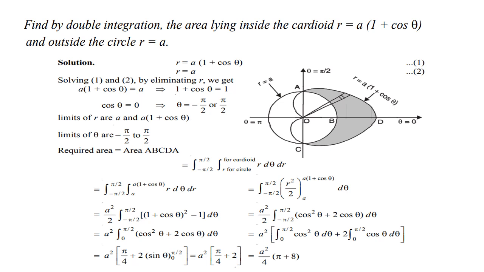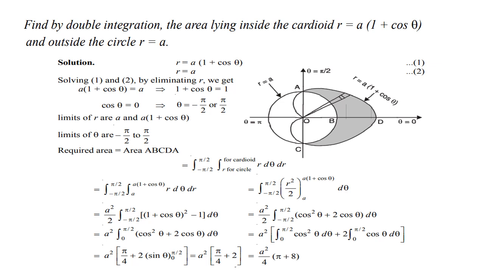So the given two equations are r equal to a into (1 plus cos theta) and r equal to a. So let this be the upper and the lower limit for r. So to find the upper and the lower limits for theta, let us solve both the equations by eliminating r. Then we will be getting a into (1 plus cos theta) equal to a. From this, it is evident that cos theta is equal to 0. Therefore, theta is going to be minus pi by 2 or pi by 2, which we can consider as the upper and the lower limit.